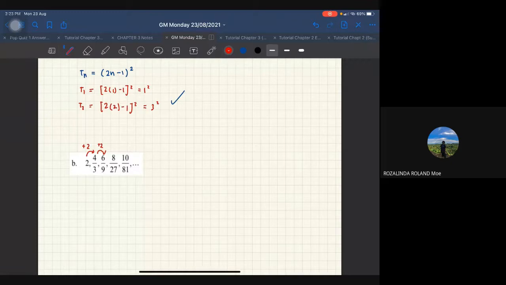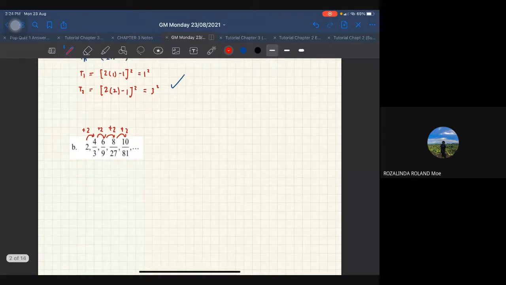Okay, so kalau awak tengok 2 pergi 4 tambah 2, 4 pergi 6 tambah 2 and then 6 to 8 plus 2 as well and then 8 to 10 pun plus 2. Awak dah nampak pattern untuk numerator awak adalah plus 2. Kalau dia plus 2 maksudnya dia adalah 2 kali something. Awak terus boleh tulis untuk bahagian numerator awak, it is 2 times n.